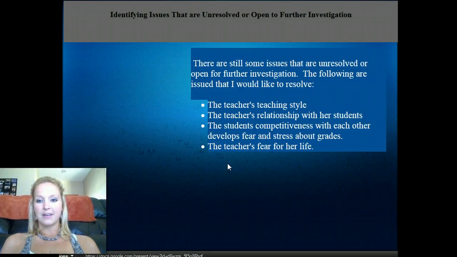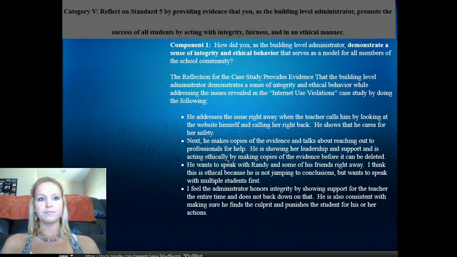She's going to have to really establish a better relationship for them to want to learn under her teaching. The students' competitiveness with each other develops fear and stress about grades. They really need to take that down a notch. I don't think the students should be so stressed out about getting all A's. The teacher's fear for her life. This is a problem that she will have to resolve on her own because she's going to have to go to school every day with that fear until she gets it resolved.